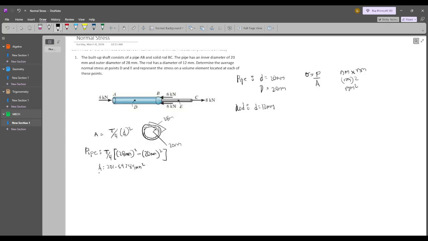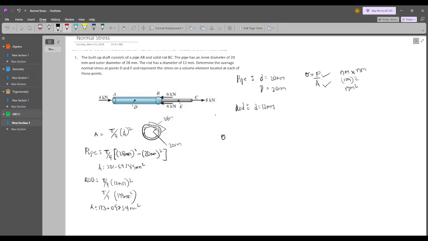Now let's proceed to finding the area of the rod, which is just pi over 4, 12 millimeters squared. That's just 144. Pi over 4 times 144 will give us an area of 113.09734 millimeters squared. Now that we finally found the areas, we also have the P. We can finally solve for the stress of each.